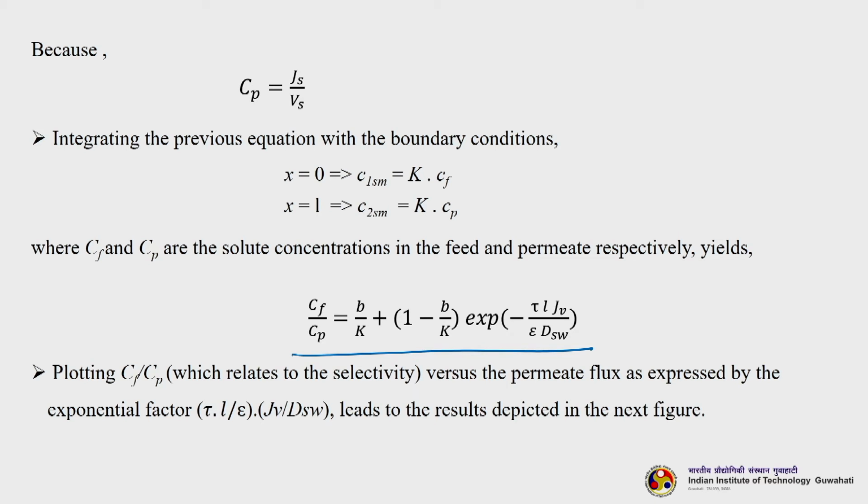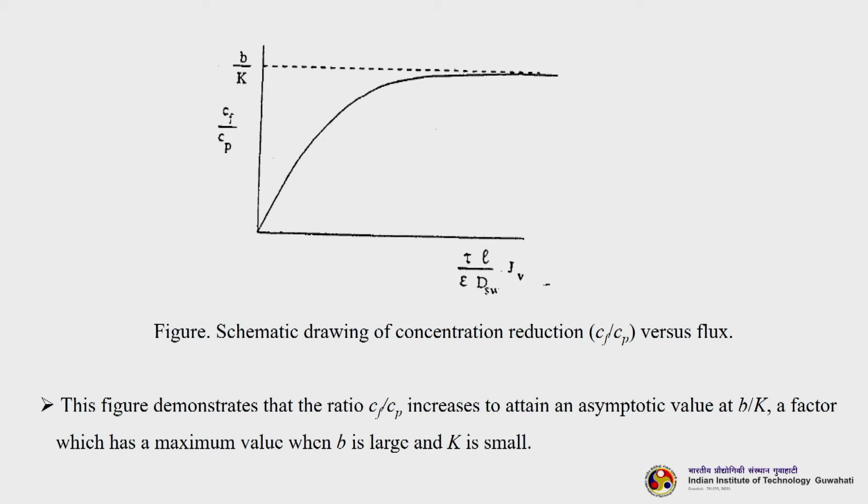Now, if you plot C_f by C_p versus permeate flux J_v, as expressed by the exponential factor, we will see how it happens. You can see this plot of C_f by C_p versus permeate flux, in which tau, L, epsilon and D_sw are all constants integrated into that equation. The figure demonstrates that the ratio C_f by C_p increases to attain an asymptotic value at B by K. That means it is getting saturated here. So, what is the meaning of that?